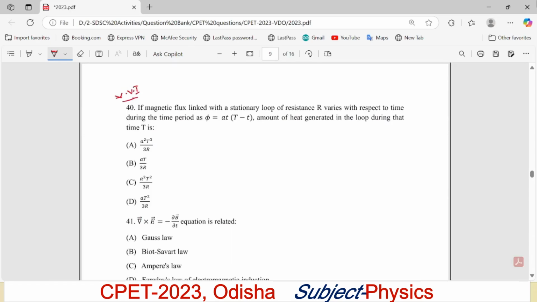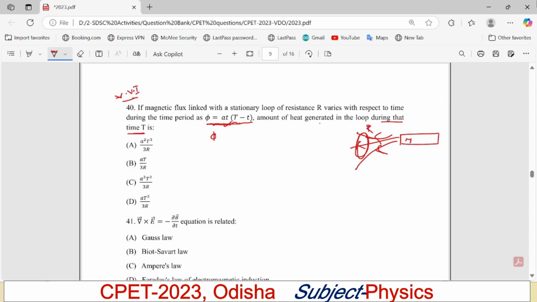If magnetic flux linked with a stationary loop, suppose this is the loop and magnetic flux coming from a magnet, varies with time and its equation is given like this. First, read the question. If magnetic flux linked with a stationary loop of resistance R varies with respect to time during the time period T as phi, magnetic flux for a particular time is given like this. What is the amount of heat generated in the loop during that time T?